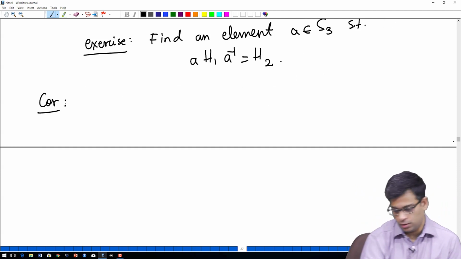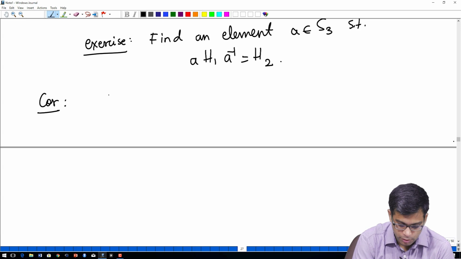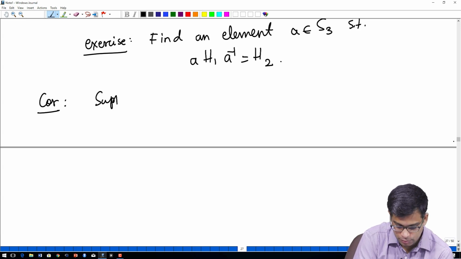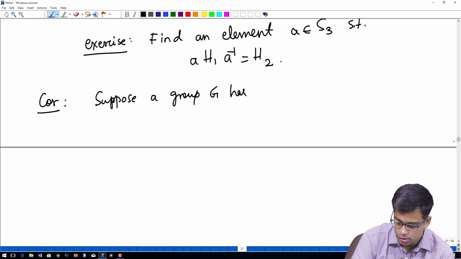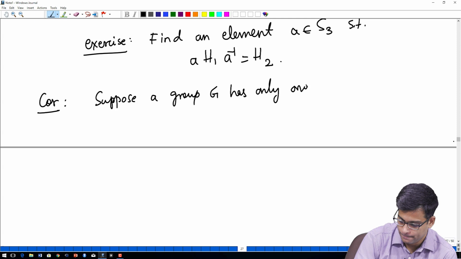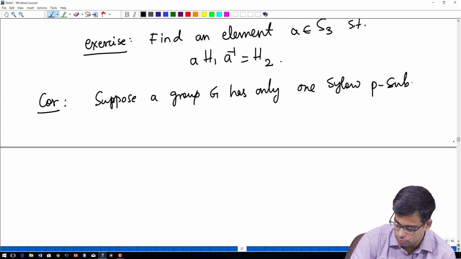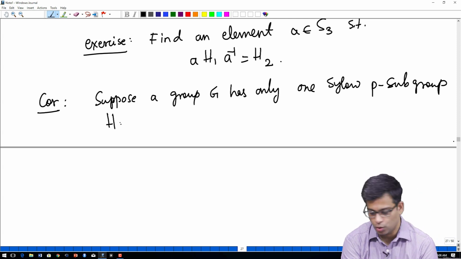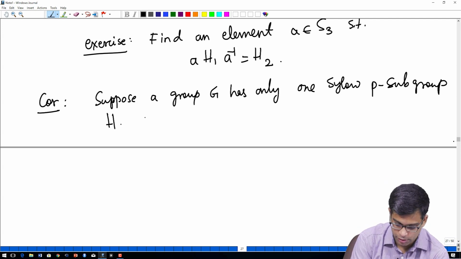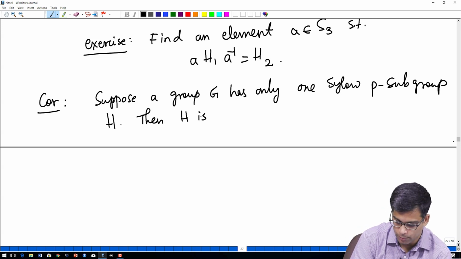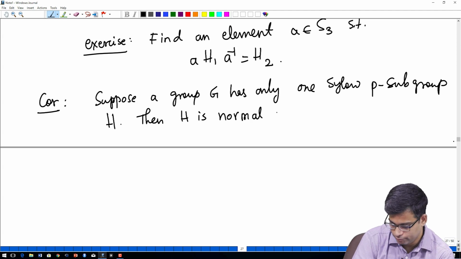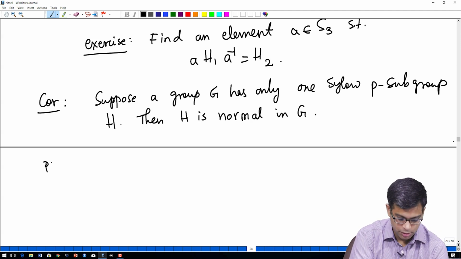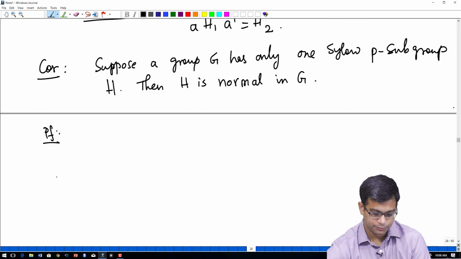And an important corollary I will now mention is the following. Suppose a group G, a finite group of course always, has only one Sylow p-subgroup H, let us say. So, G is a finite group and H is the only Sylow p-subgroup of G. Then H is normal in G. Okay. Why is this? So, the proof is the following.